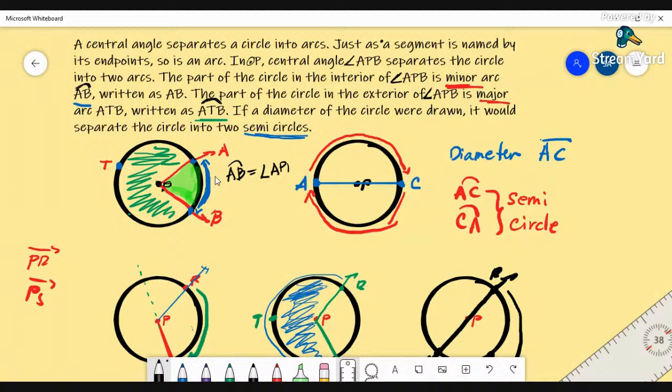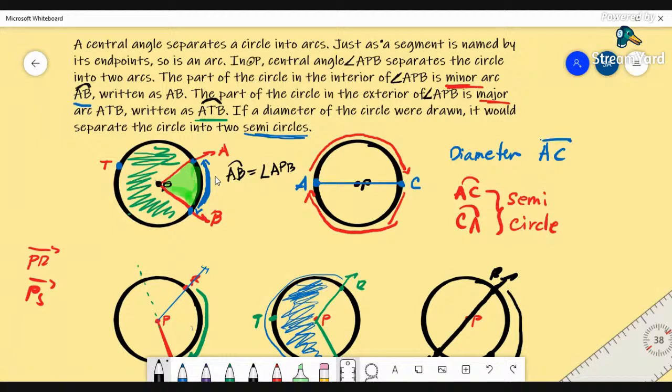And that's what is written here. The part of the circle in the interior of angle APB is the minor arc. Take note of the word minor arc. When we say minor, it means it is smaller compared to the other. Since the angle formed is inside, that is why it is interior, we call this minor arc, written as AB. Now, the part of the circle in the exterior of angle APB, outside of the angle, is the major arc. Why? Because it is the bigger one.